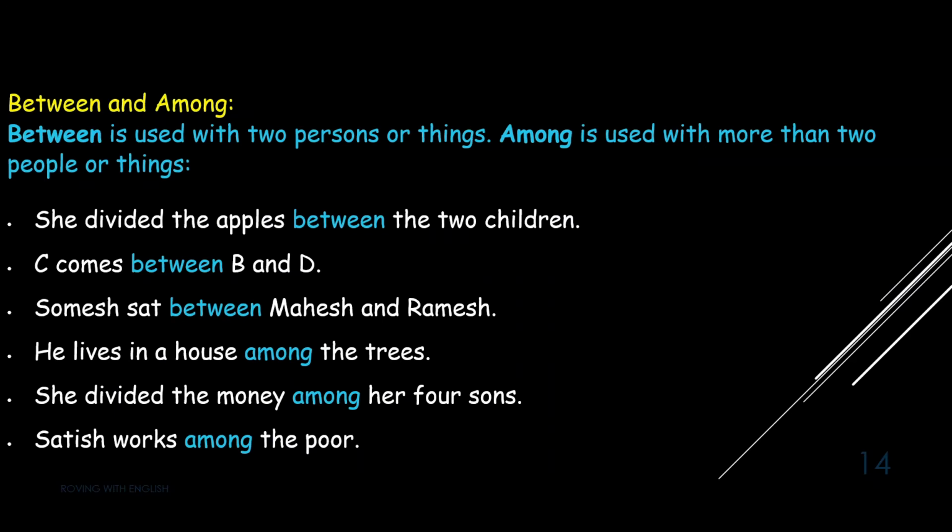Between and among. Between is used with two persons or things, and among is used with more than two people or things. Like, she divided the apples between the two children. C comes between B and D. Somesh sat between Mahesh and Ramesh. He lives in a house among the trees. She divided the money among her 4 sons. Satish works among the poor.